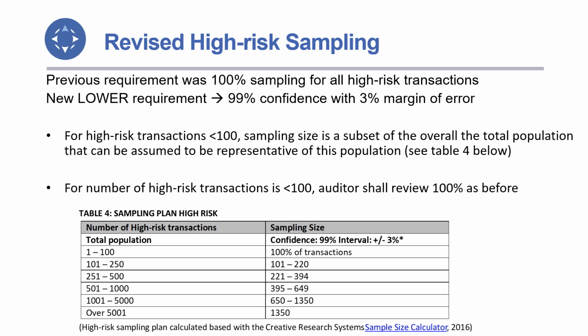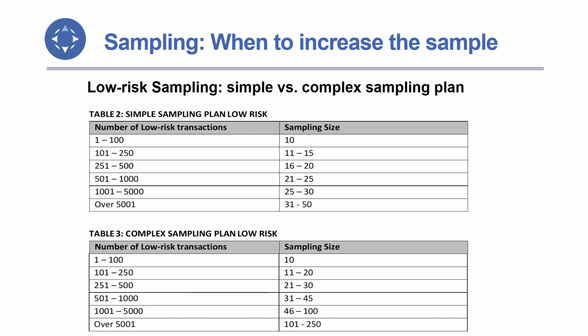Please note that if an auditee has a mix of low risk and high risk transactions, you're only to use the high risk transaction sampling for those high risk transactions. Then please follow the simple or complex sampling plan for low risk transactions for the other transactions. So we're really looking at the risk of transactions, not the risk of the assessment or the risk of the auditee here.